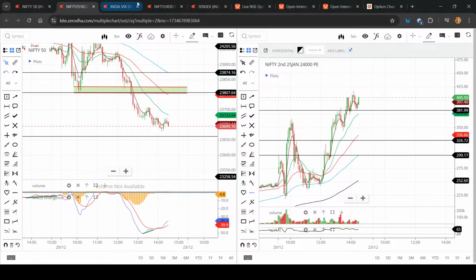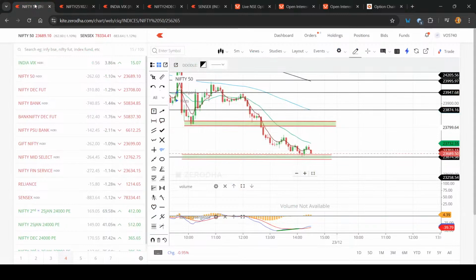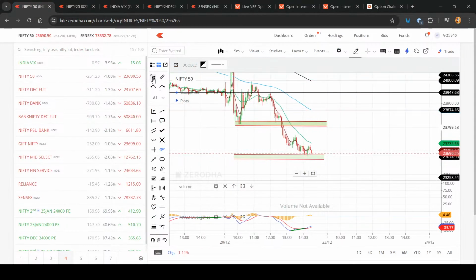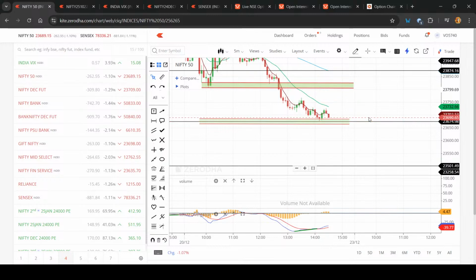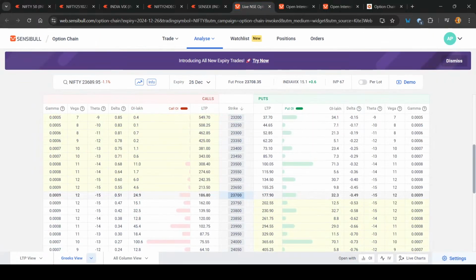696, 692, and 689 only. 10 points now left, 691. Right, traders, I think even if it breaks 200 DMA, it will not bring panic.